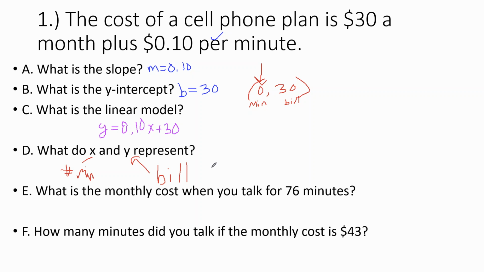So it's not crucial if you can't really figure it out. Sometimes when you're trying to do parts E and F, it'll come to you. So let's do those next. Part E. What is the monthly cost? So we're trying to find the monthly cost, which we know is y, if you talk for 76 minutes. And we know that minutes is x. So what am I going to do with that 76?